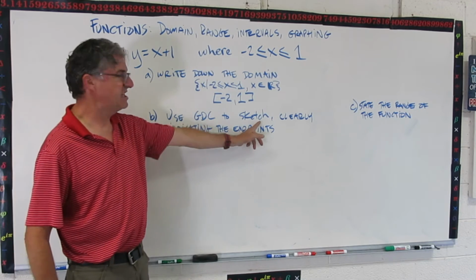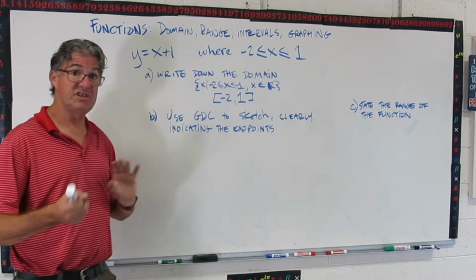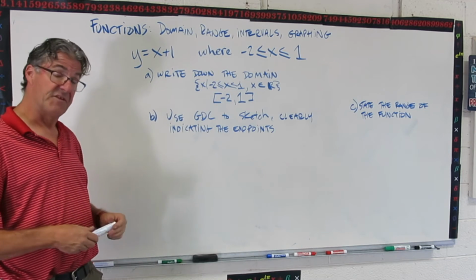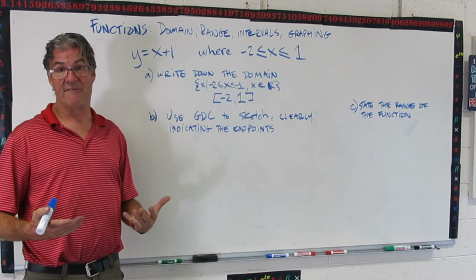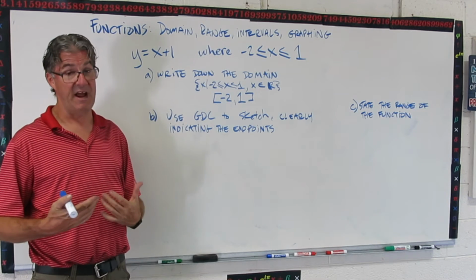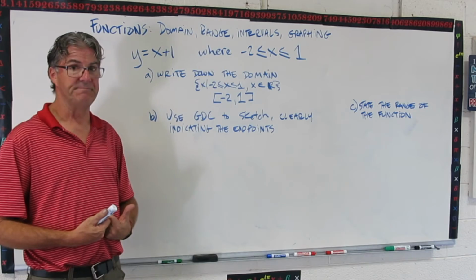It says sketch. So sketch is a key word for the IB. It means a roughly accurate graph. It doesn't mean a perfect graph. It means a roughly accurate one.